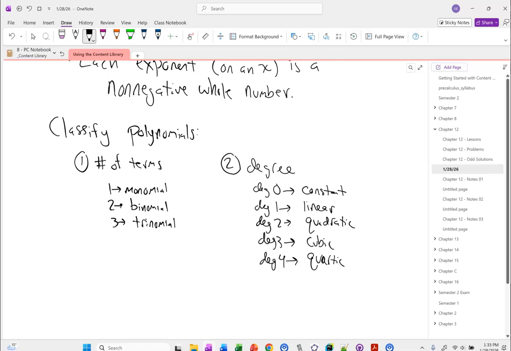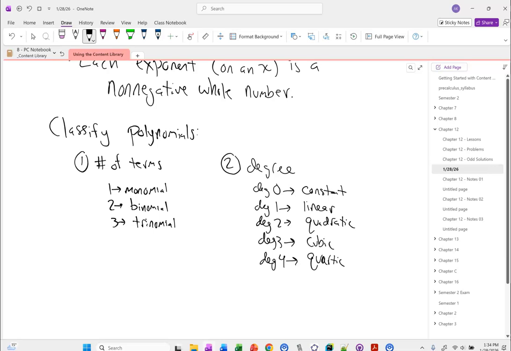So again, if we were classifying a polynomial by degree, we'll talk about how to figure out the degree of a polynomial in a second. But if it's degree 0, we call that a constant polynomial. If it's degree 1, we call it linear. Degree 2, quadratic. Degree 3 is cubic. Degree 4 is quartic. And typically, after that, we just say, like, degree 5 polynomial. Nobody really goes past those names.